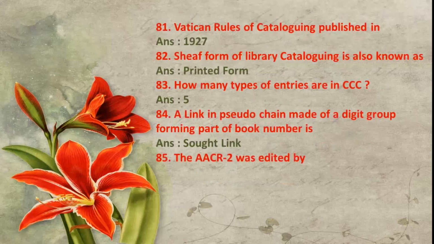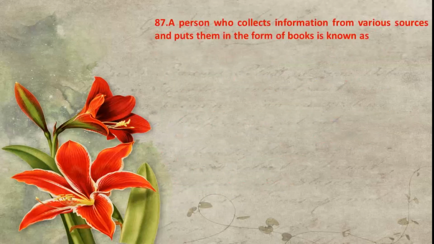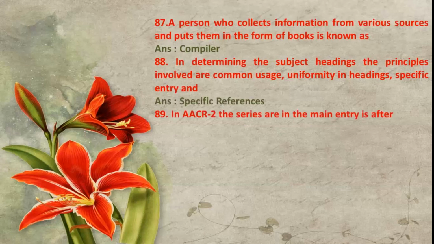The AACR2 was edited by Gorman and Winkler. Second part of AACR2 has 6 chapters. A person who collects information from various sources and puts them in the form of a book is known as compiler. In determining the subject headings, the principles involved are common usage, uniformity in headings, specific entry and specific references.